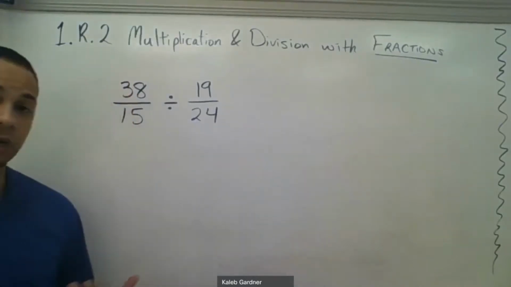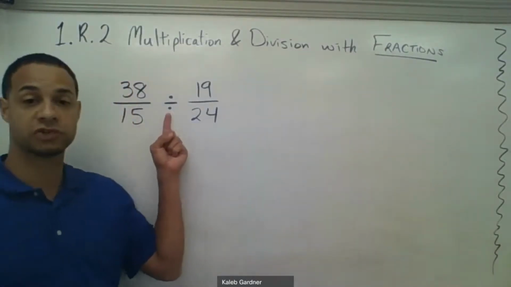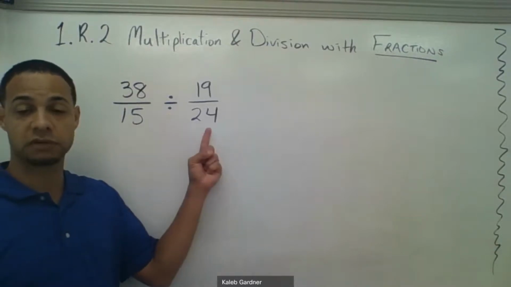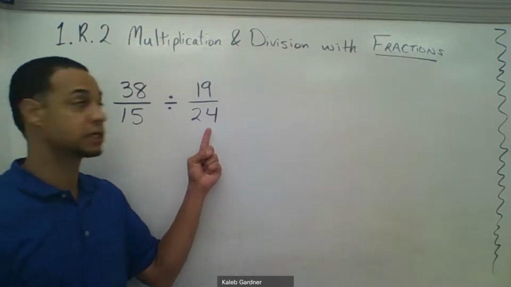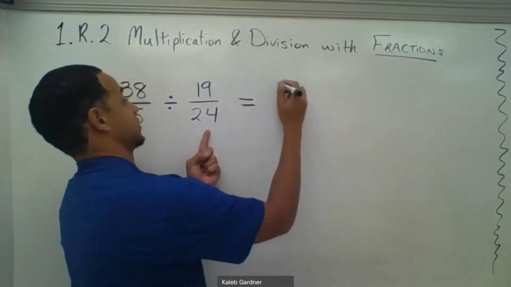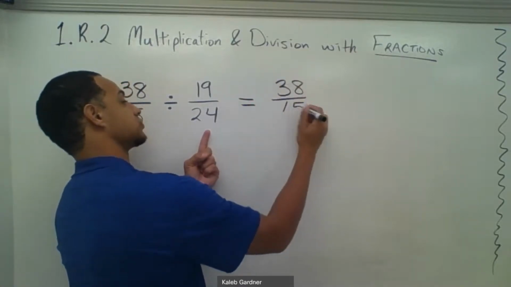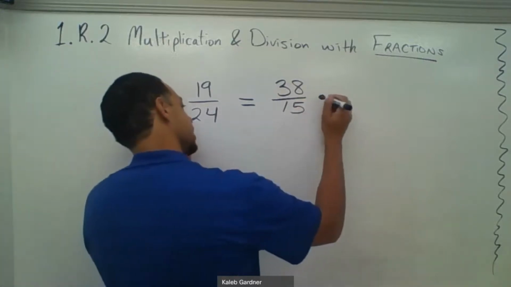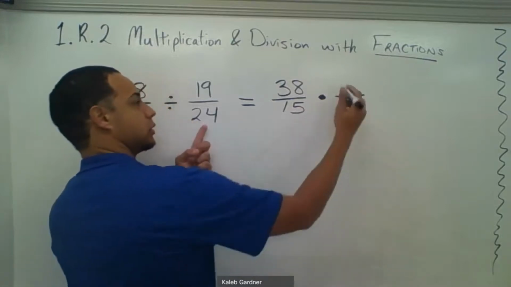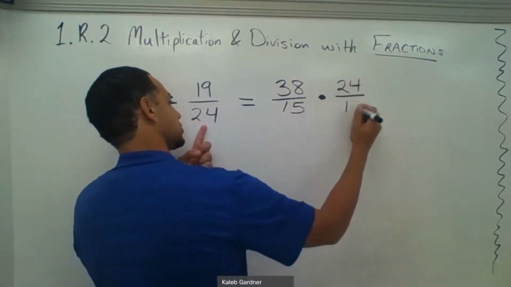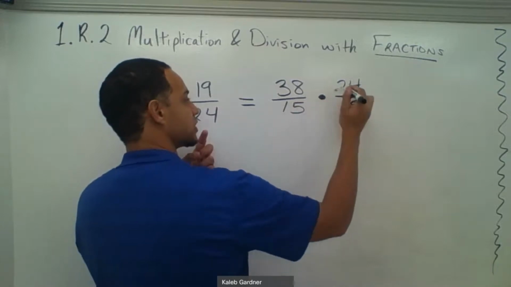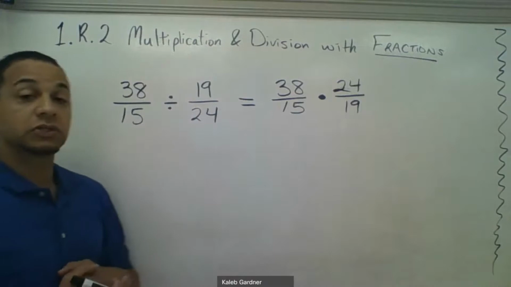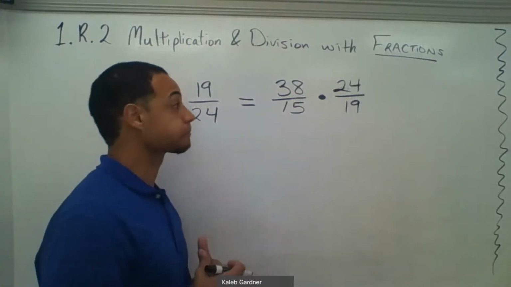All right, so here's our example. Remember, what do we do with division? We change it to multiplication, and we take the second fraction and flip it upside down. So let's do that. So keep the first fraction identical to the way it was to begin with. Change division to multiplication and flip, or reciprocate is the correct vocabulary, the second fraction. All right, so let's go ahead and do our reducing now.